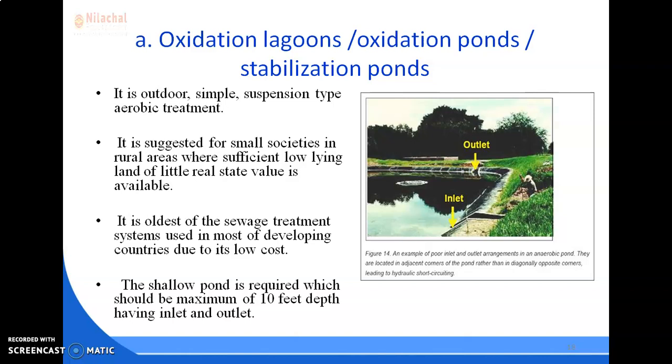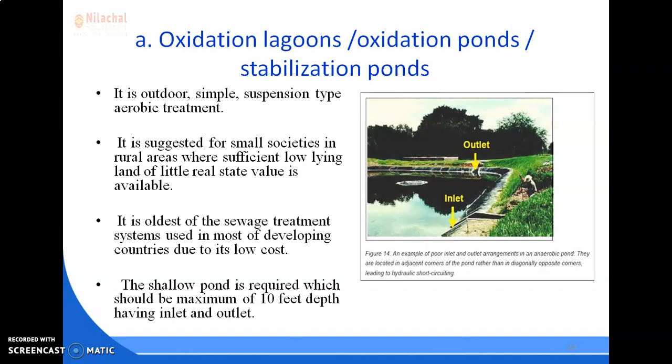The purifying action in an oxidation pond can be explained because of a unique relationship between bacteria and algae in shallow ponds. So an oxidation pond can successfully treat either raw sewage or settled sewage.